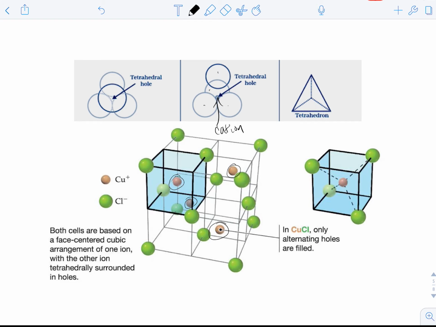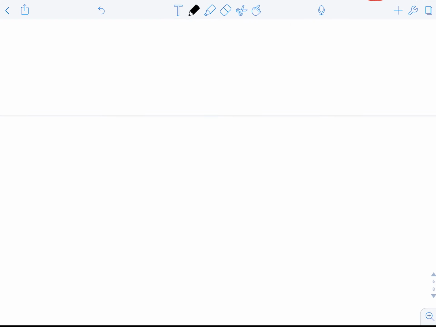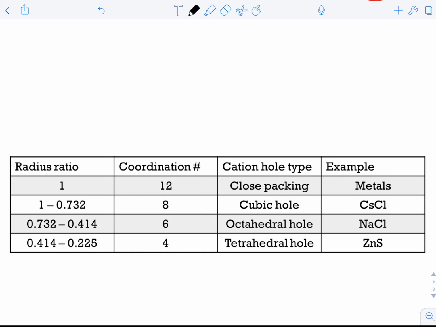Okay. So just to summarize what I was just talking about, here on the left we see our radius ratios. We have our coordination numbers for our different radius ratios and the cation hole type. We do not get a radius ratio of exactly 1 for anything but metals, just as a note. But we can get 4, 6, and 8 coordination numbers based on what type of cation hole we have.